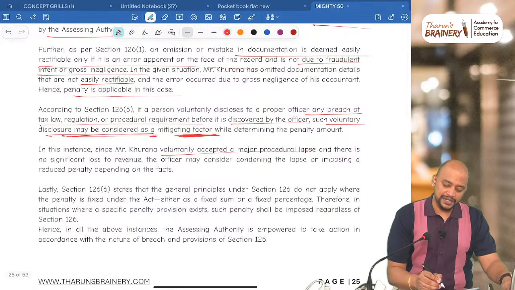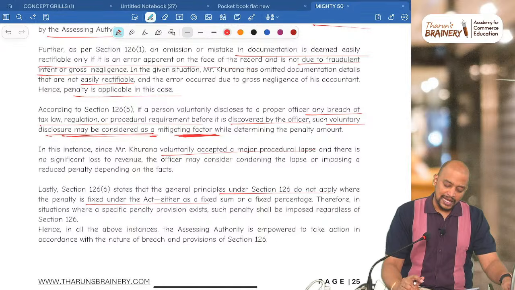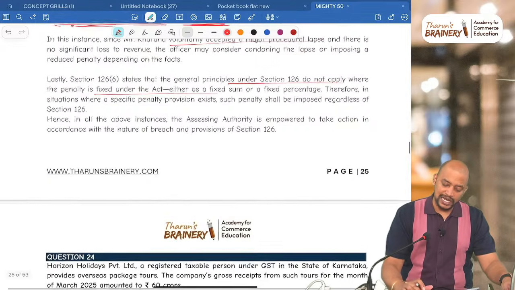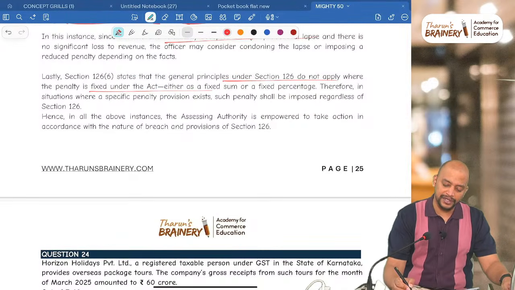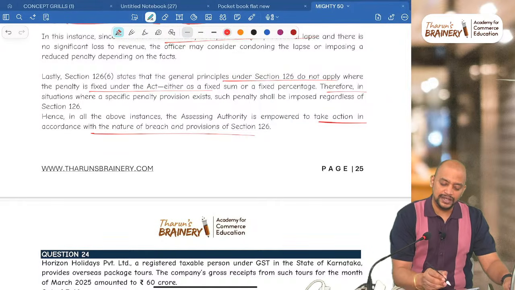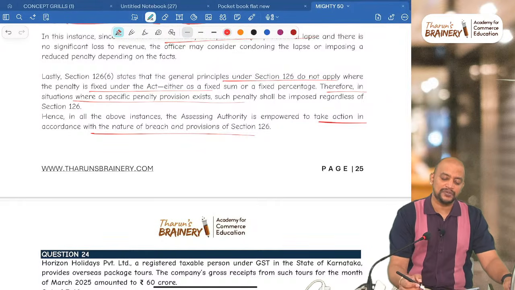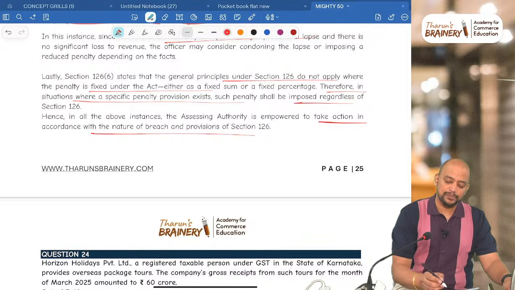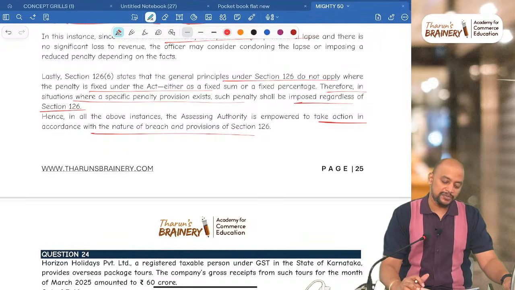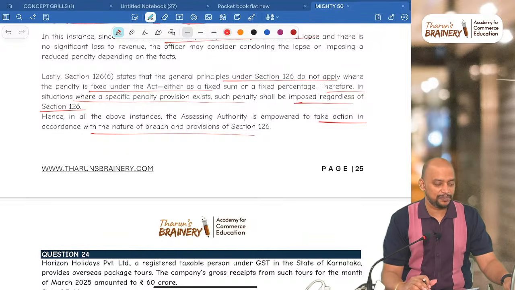So section 126 states that general principles do not apply where penalty is fixed, and in all the cases the assessing authority is empowered to take action in accordance with the nature. Therefore, in the situations where a specific penalty provision exists, such penalty will be imposed regardless of section 126. But if it is not there, then the general penalty will be applicable.